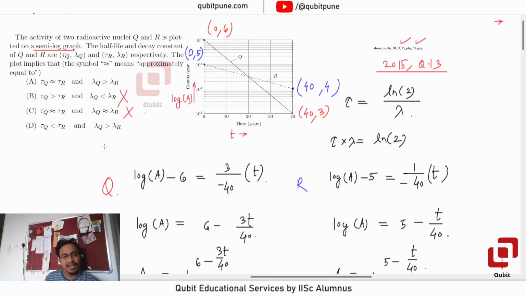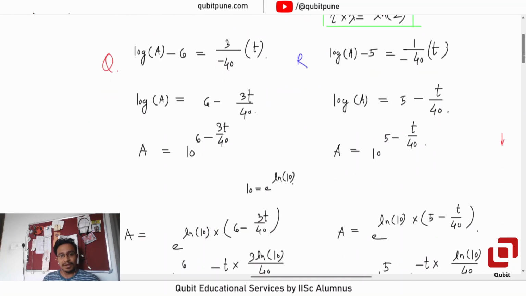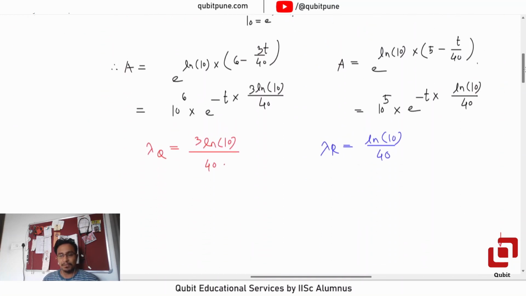And can we say anything about tau Q and tau R? We have to say option D is right, because we have already noted the inverse relationship which tau and lambda share. So if lambda Q is greater than lambda R, then tau Q has to be less than tau R. Raise your hands if you have understood this MCQ.